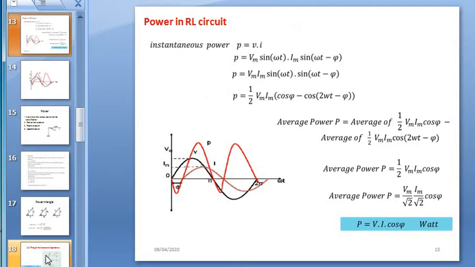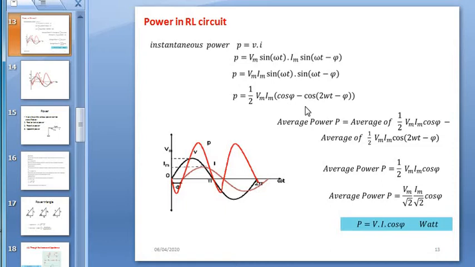Next, we have to calculate the instantaneous power for this RL series circuit. We know that instantaneous power can be calculated by the formula P is equal to V into I. What is V? For RL circuit, it is Vm sin omega t. What is I? It is Im sin of omega t minus phi. Do all the mathematical calculation. What we are getting? We are getting P is equal to 1 by 2 Vm Im into bracket cos phi minus cos of 2 omega t minus phi.